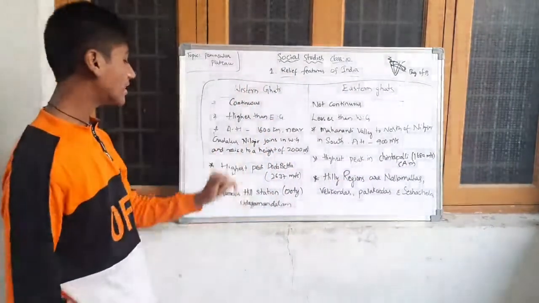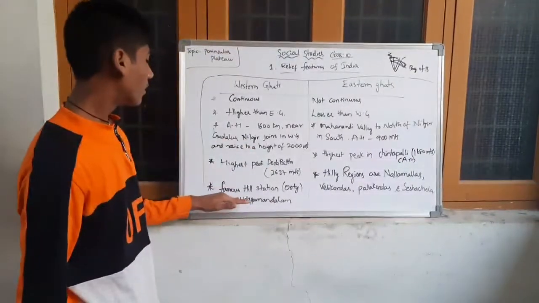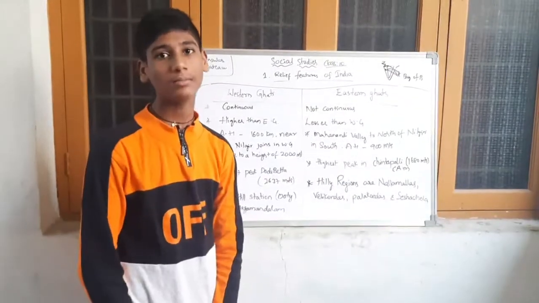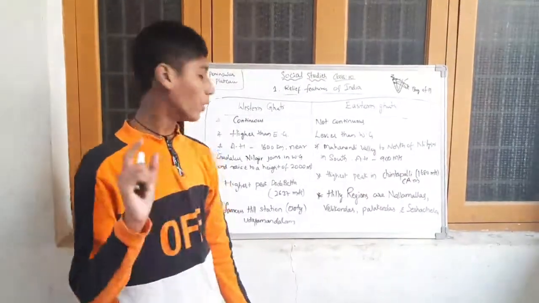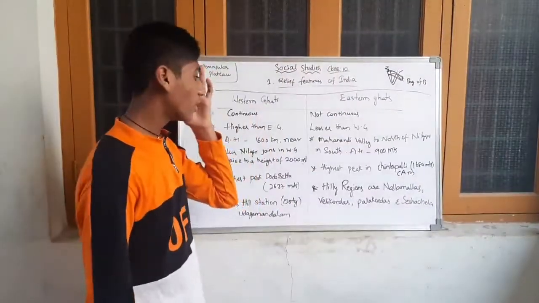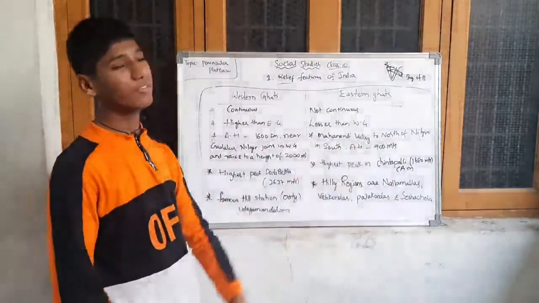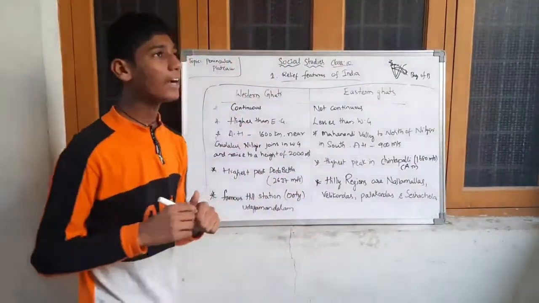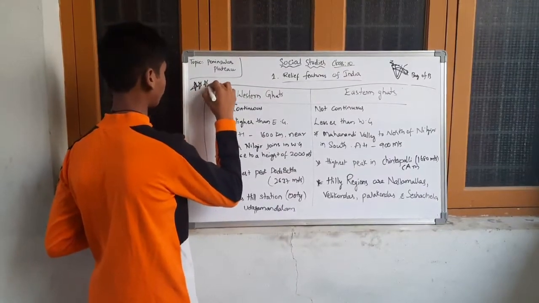And the famous hill station in Western Ghats is Udagamandalam. Udagamandalam is famously known as Ooty. The famous hill station in the Western Ghats is Ooty. And the famous ranges in the Eastern Ghats are Nallamalas, Velikondas, Palakondas and Sheshachala. These are completely covered with evergreen forest. So these are the differences between the Western Ghats and Eastern Ghats, and this is an expected 4 mark question.